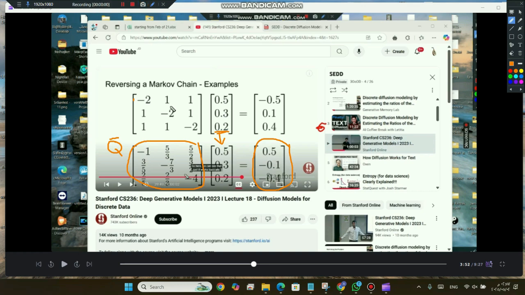So now the question is, what is this matrix? How can we evaluate this matrix? How can we get this matrix?